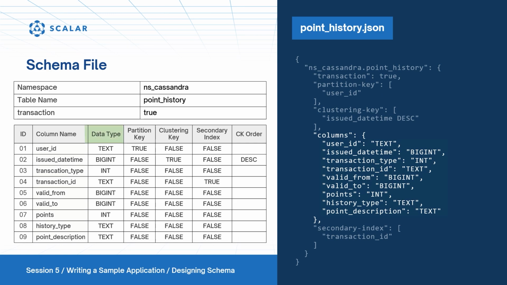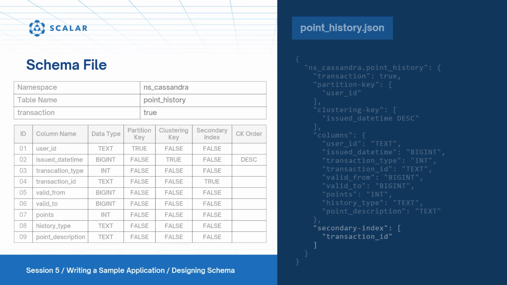Next, specify the data type for each column. In this table, the transaction ID is specified as a secondary index so that the relevant records can be retrieved using the transaction ID. This completes the schema definition for point history.